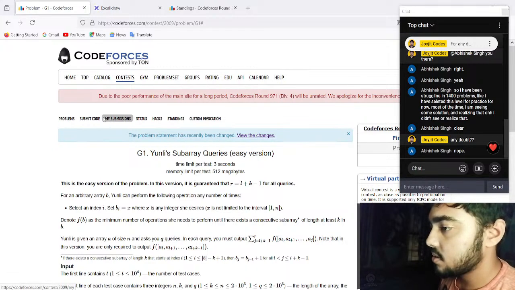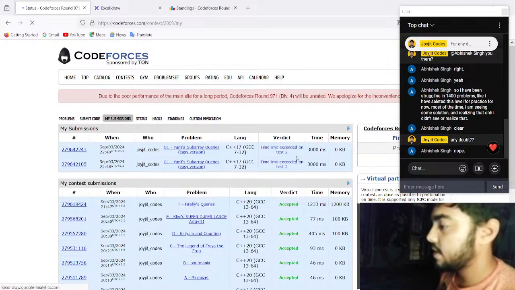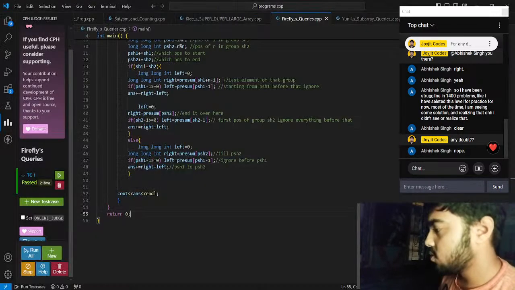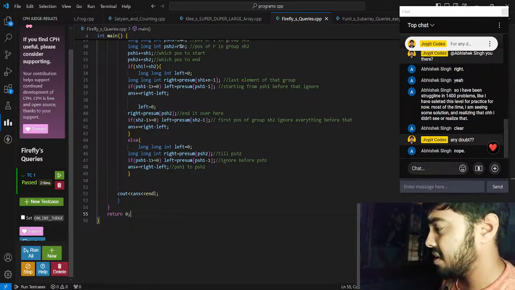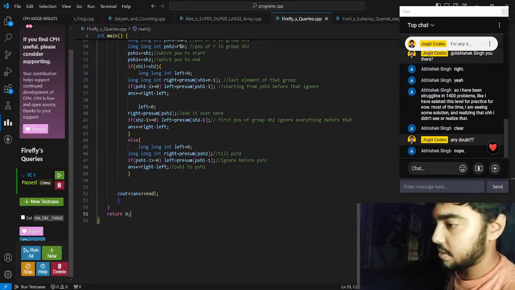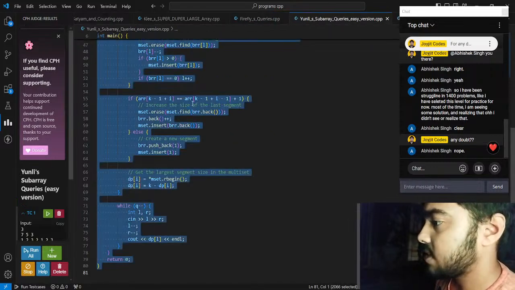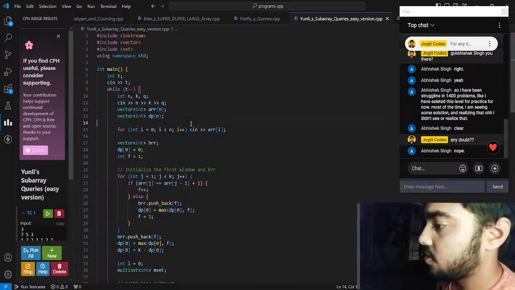If you look at my submission, you can see that I got a TLE for that. So what you can do is think about a better approach, but I'll just go on with the code because I couldn't find a better approach for now.